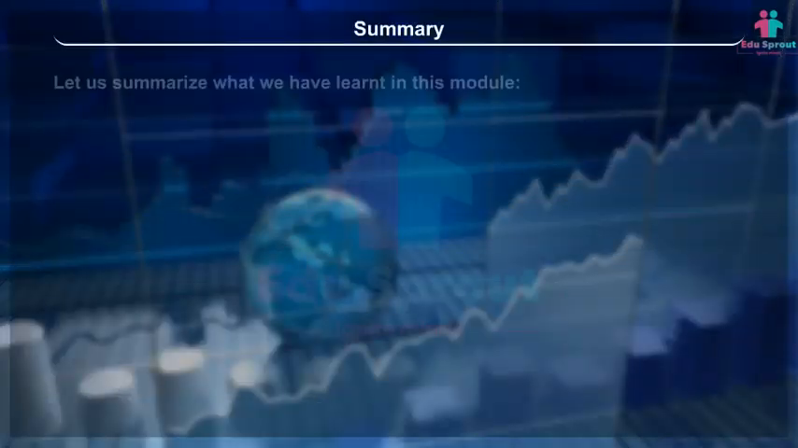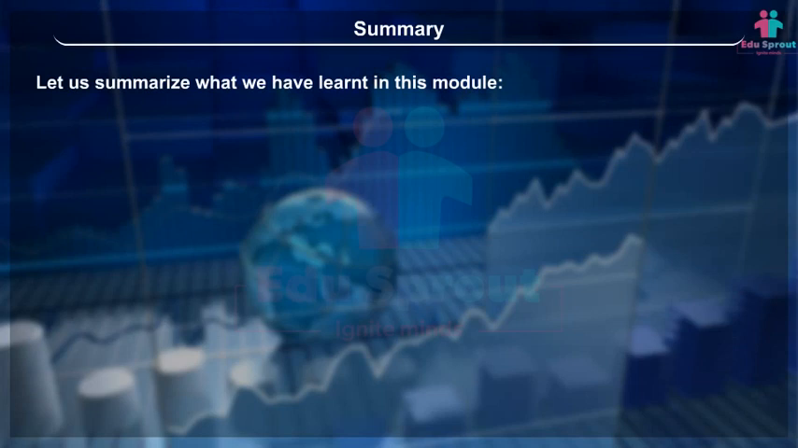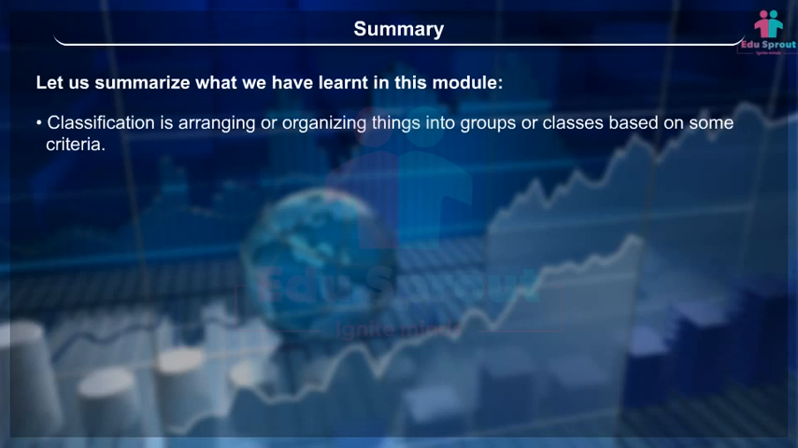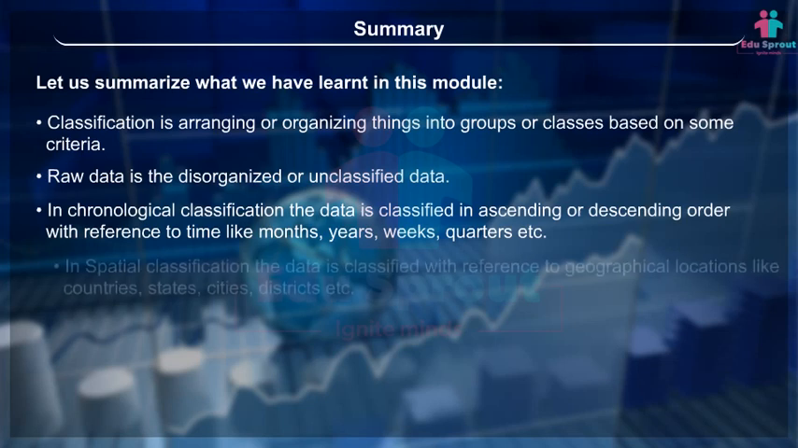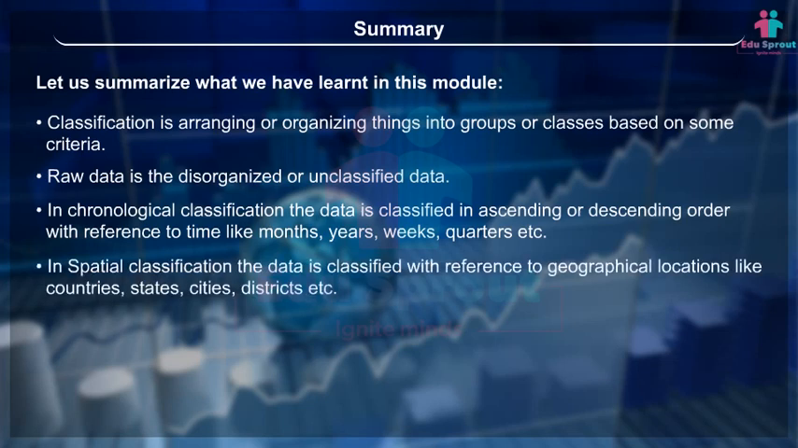Summary. Let us summarize what we have learned in this module. Classification is arranging or organizing things into groups or classes based on some criteria. Raw data is the disorganized or unclassified data. In chronological classification, the data is classified in ascending or descending order with reference to time, like months, years, weeks, quarters, etc. In spatial classification, the data is classified with reference to geographical locations like countries, states, cities, districts, etc.